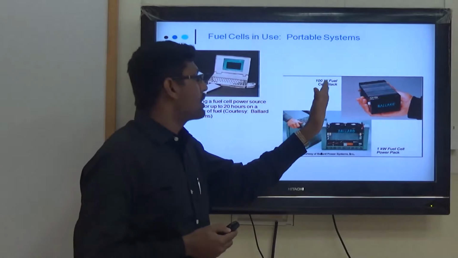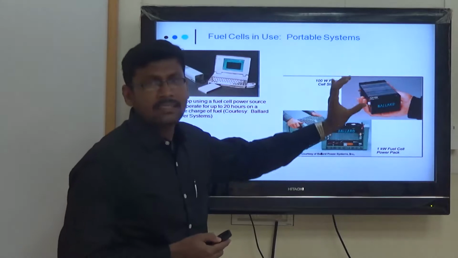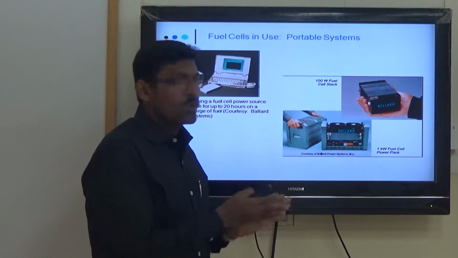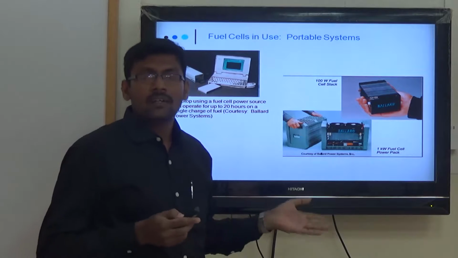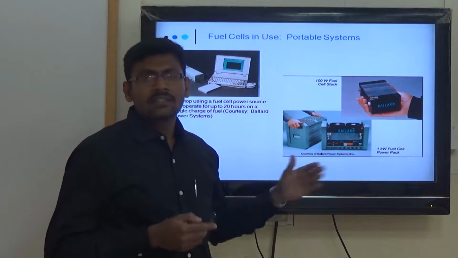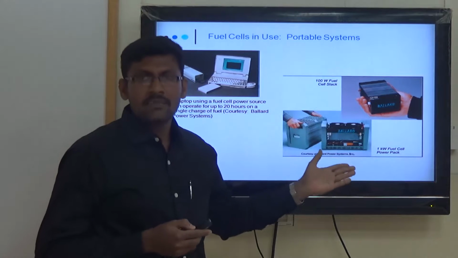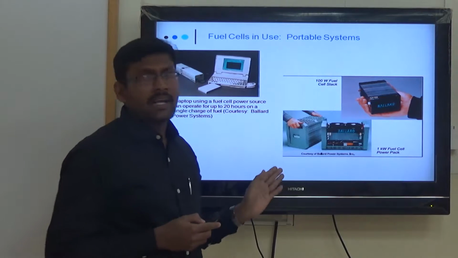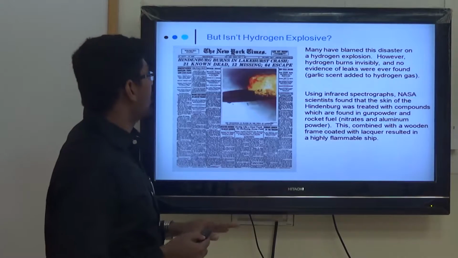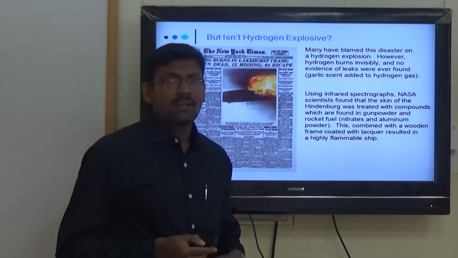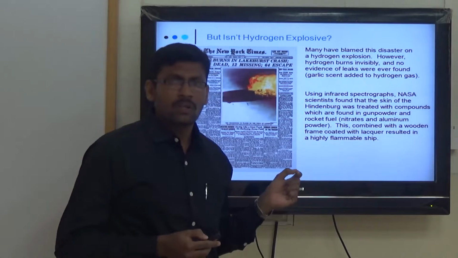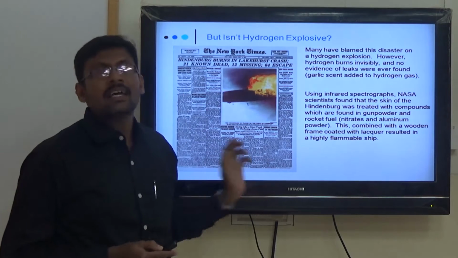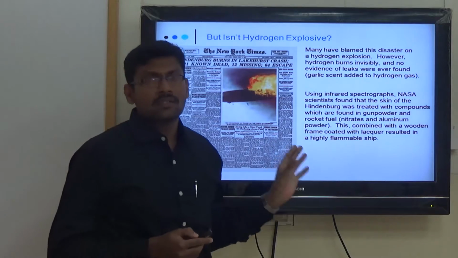This is the 100 watt fuel cell stack. These stack cells are formed in a group. In order to achieve the voltage, we have to connect the cells in series. In order to get the current, they are connected in parallel. Most of all, people think hydrogen is explosive. No, but hydrogen handled in a safe, controlled manner is not explosive.